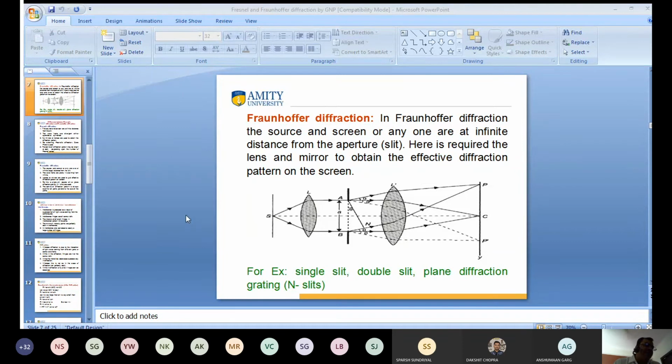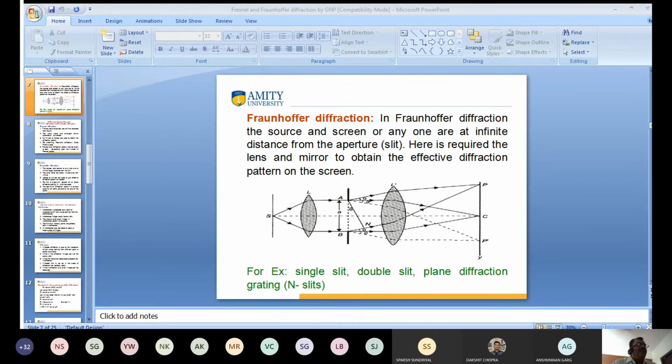This is the source of light. Light is passing through lens L1. This is the slit. AB is the slit. Light is passing here, and we have used a second lens. With the help of this lens, we are getting the diffraction pattern on the screen. Such a diffraction pattern is known as Fraunhofer diffraction. In Fraunhofer diffraction, the screen and source are at infinity. Infinite means quite a large distance.